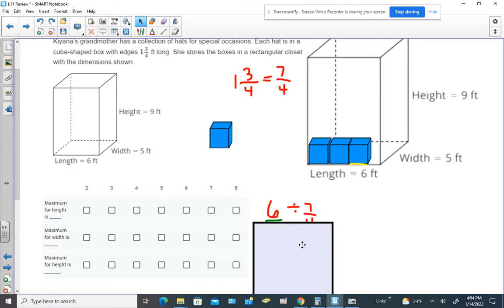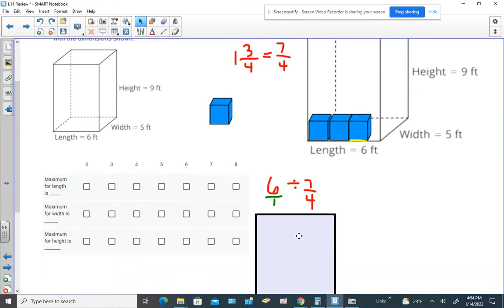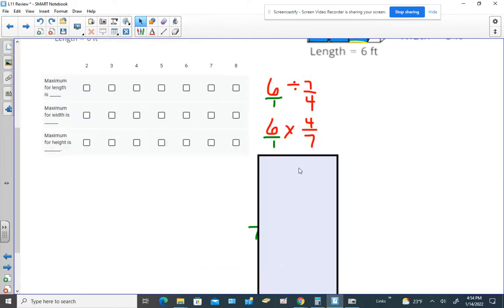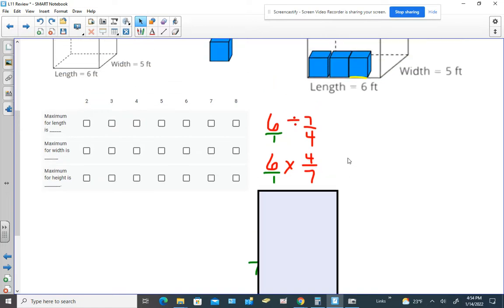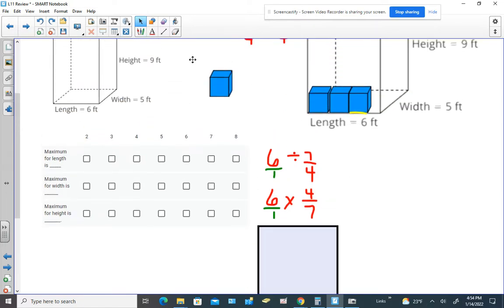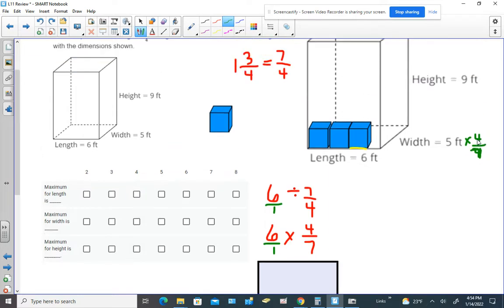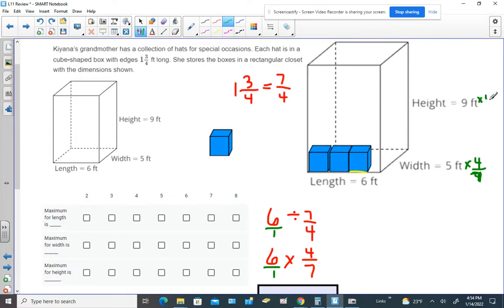So we're really doing 6, which is the same thing as 6/1, divided by the improper fraction equivalent of 1 3/4, which is 7/4. Now remember, keep, change, flip. We would rewrite this as 6/1 times 4/7. Now, what does that really mean we're going to do for each dimension? We're going to take the number that's given and multiply it by 4/7, which is the same thing as dividing it by 7/4. So we're going to find 5 times 4/7, and we're going to find 9 times 4/7. And we're going to see how many fit.